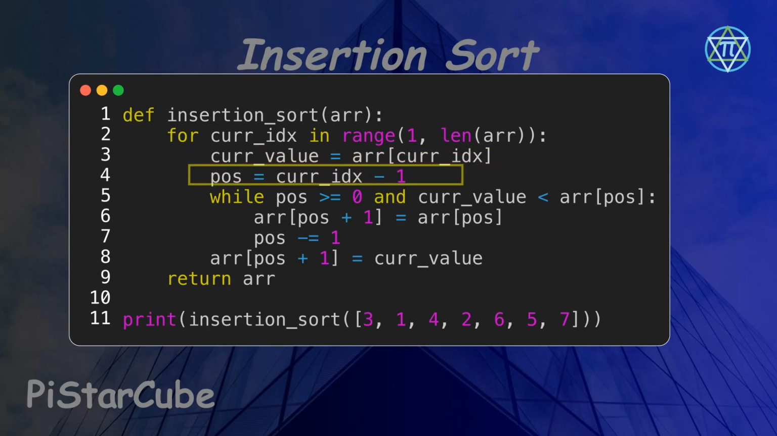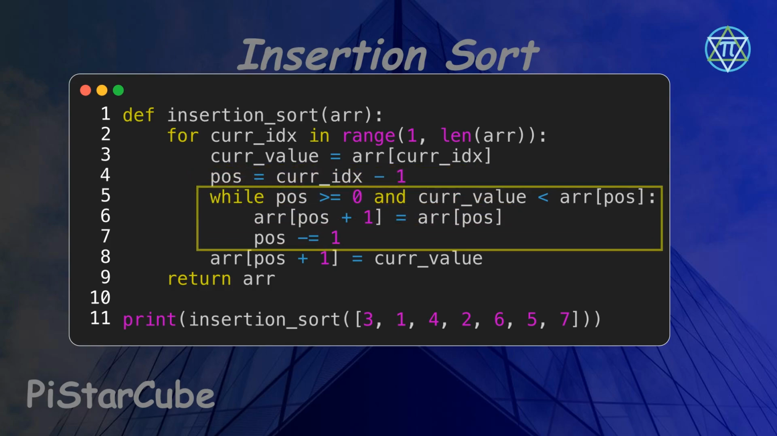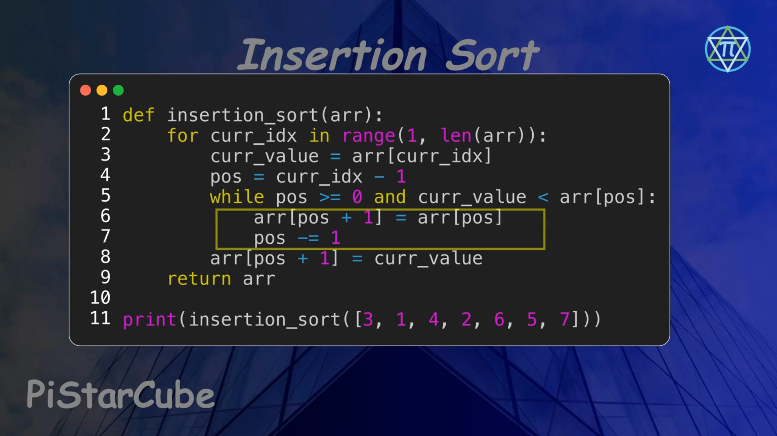We use position to scan backwards through the sorted part of the array. While elements are greater than the current value, we shift them one position to the right. Once we find the correct spot, we place current value there. This process repeats for each element, growing the sorted portion step by step. It's simple, efficient for small datasets, and doesn't require extra memory. Up next, let's take a look at the time complexity of this algorithm.